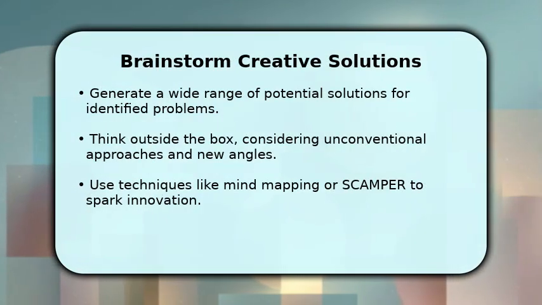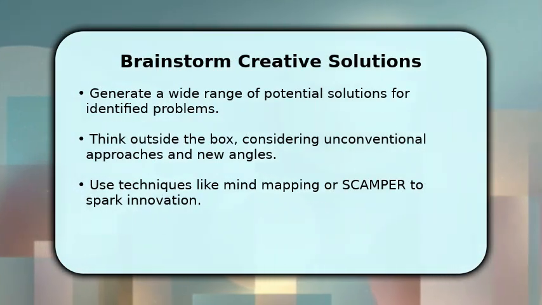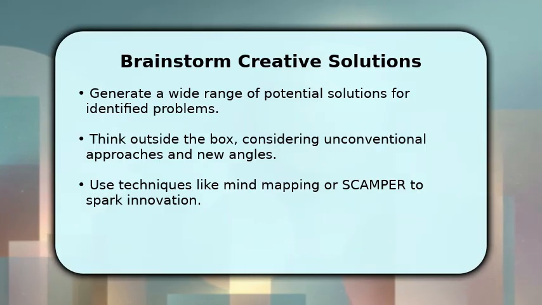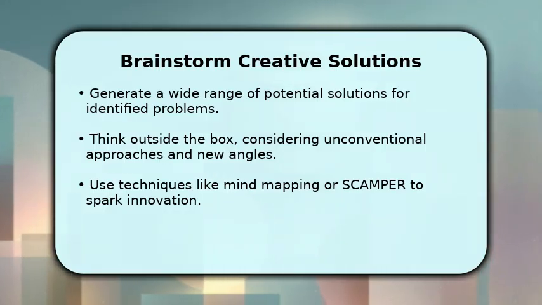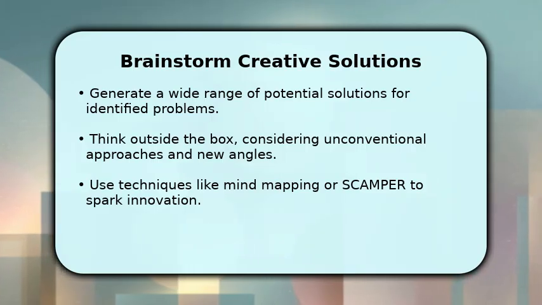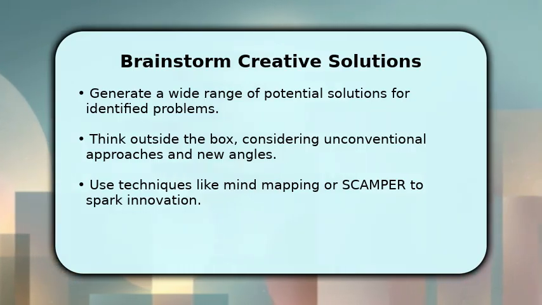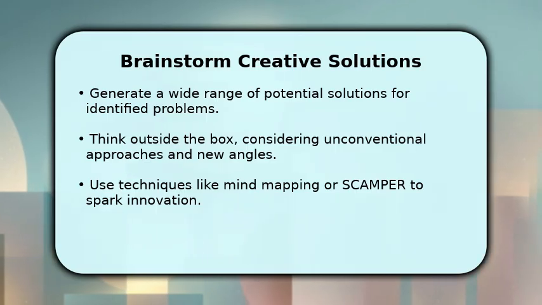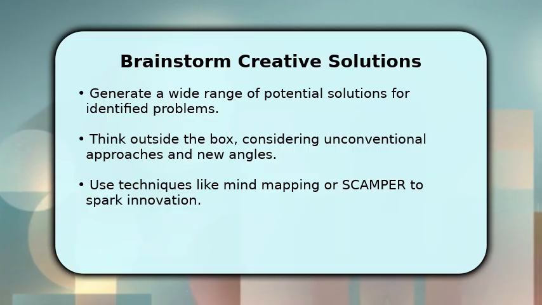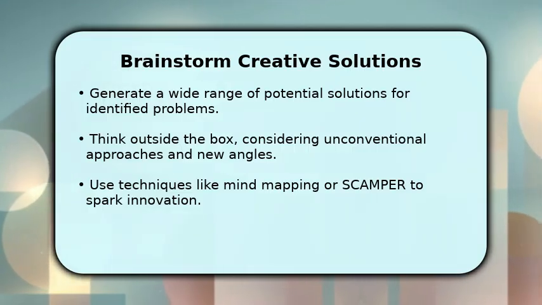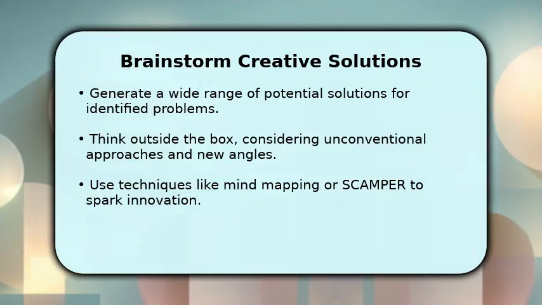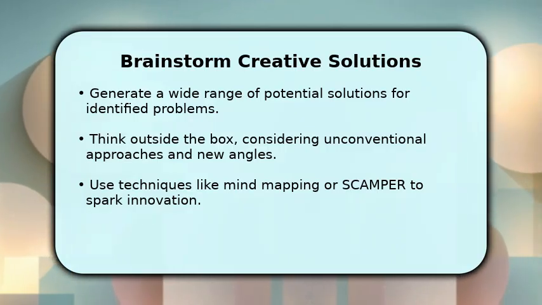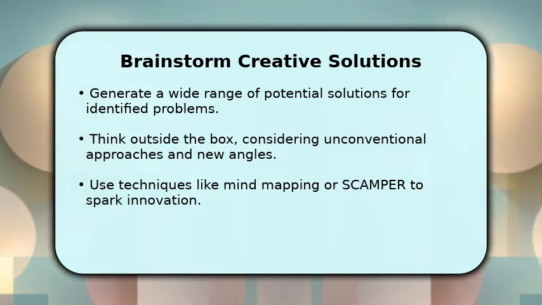Once you have a list of problems, it's time to brainstorm creative solutions. Don't limit yourself. Aim for at least 10 to 15 different ideas for each problem. Consider how new technologies or different business models could offer unique approaches. Techniques such as mind mapping can help you visualize connections, while Scamper, which stands for substitute, combine, adapt, modify, put to another use, eliminate, and reverse, can spark innovative thinking.